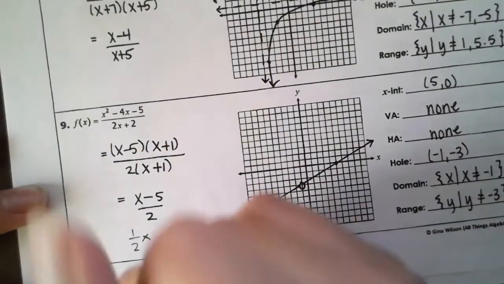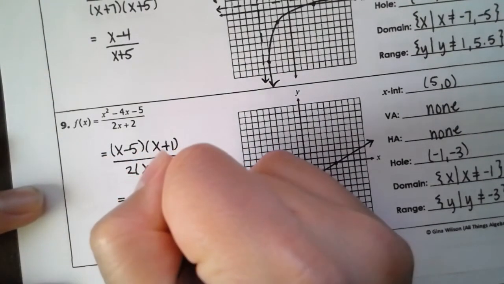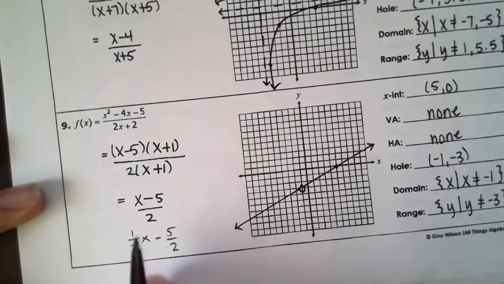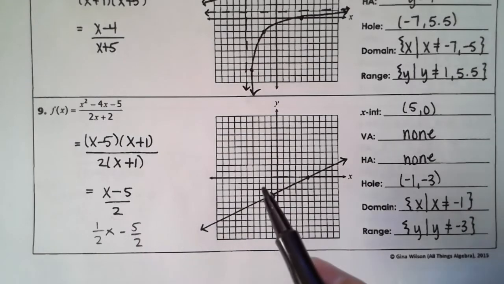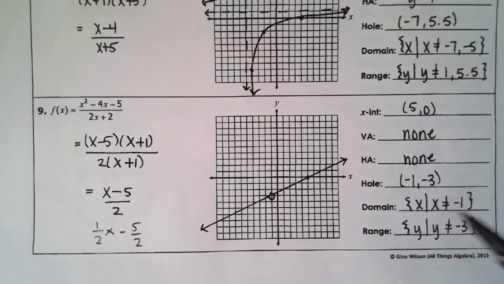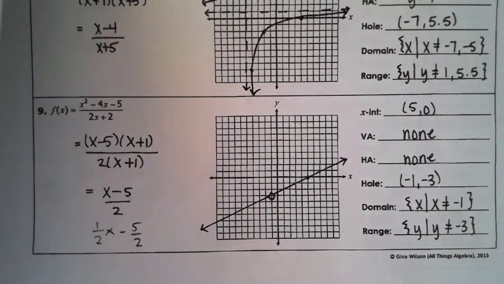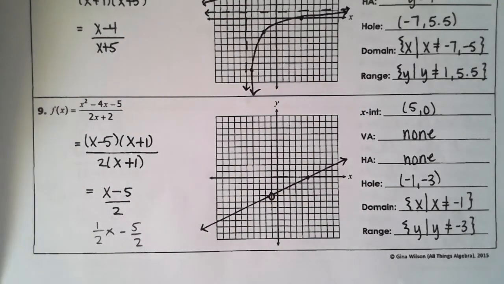And I apologize because my marker is dying. It's really just this right here, right? That's a linear function. Slope is 1/2. My y-intercept is -5 over 2, somewhere here. Okay, so then my domain is all x's except where the hole is, and my range is all y values except where my hole is. Okay, and that's it. I hope it's not too bad.